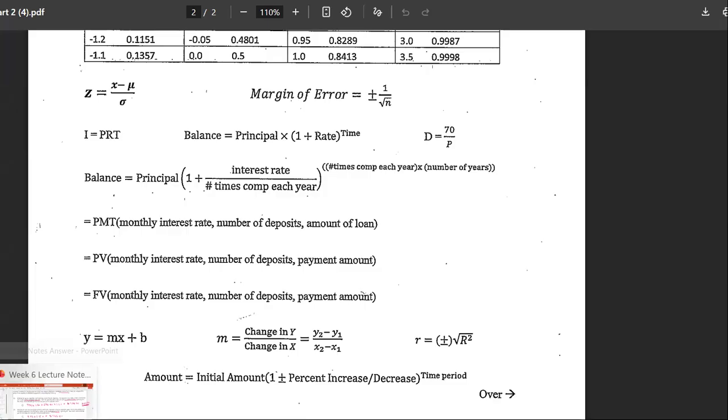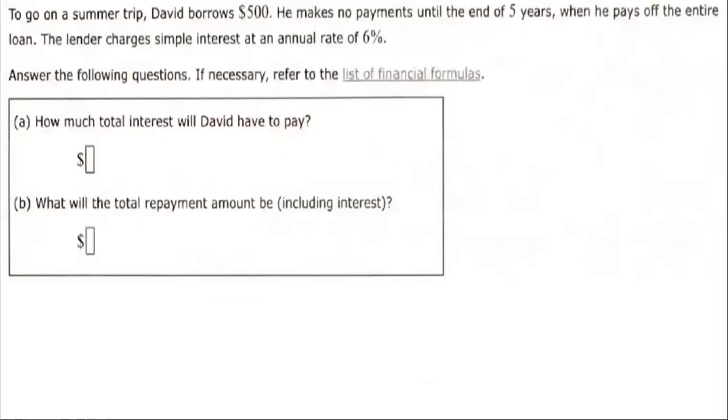Okay, so let's look at our first problem here. It says to go on a summer trip, David borrows $500. He makes no payments until the end of 5 years. When he pays off the entire loan, the lender charges simple interest at an annual rate of 6%. How much total interest will David have to pay? What will the total repayment amount be, including interest?